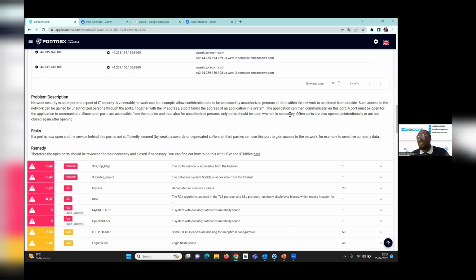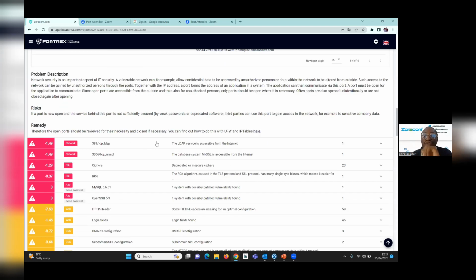And not only does it give you the risk, it gives you the remedy. Therefore, the open ports should be reviewed for their necessity and closed if necessary. You can find out how to do this. It gives you additional information on how to identify the various ports and how to close them. That is just one vulnerability.